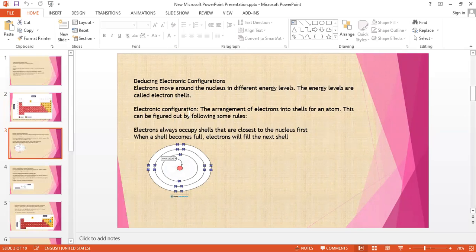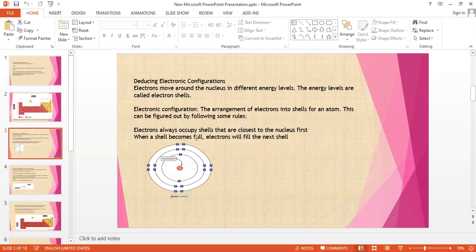So what is electron configuration? It is the arrangement of electrons into shells for an atom. This can be figured out by some rules. This is the first point: electrons always occupy shells that are close to the nucleus first. When a shell becomes full, electrons will fill the next shell.